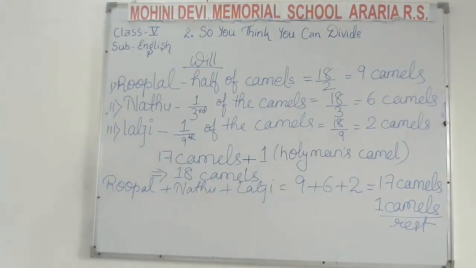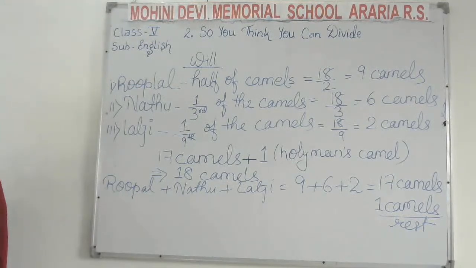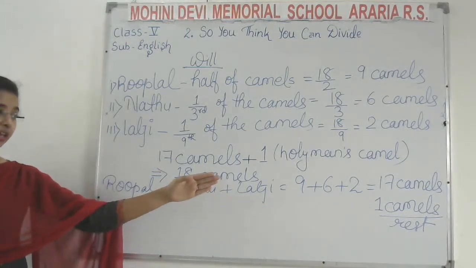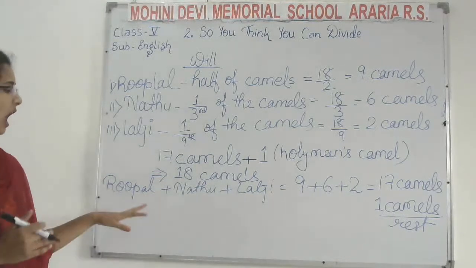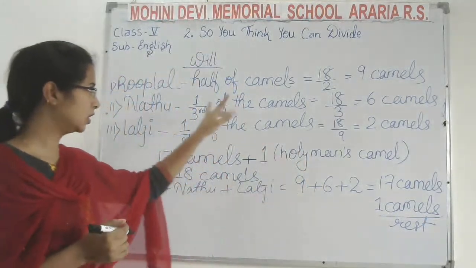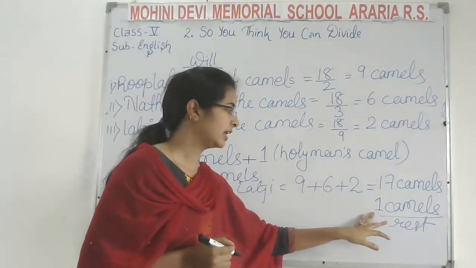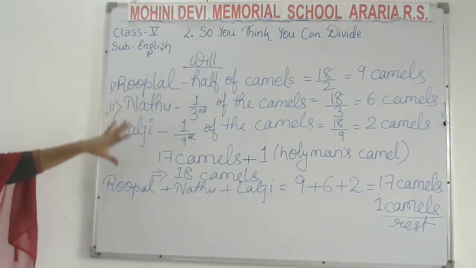The brothers stood quiet. They were struck with amazement. They felt surprised and their jaws dropped open. Wow! Standing by itself was the holy man's camel. One camel was left over and this was the holy man's camel. The brothers looked very surprised at how one camel was left over. We divided the camels according to our father's will, but one camel was left. So, this was the riddle of the story.